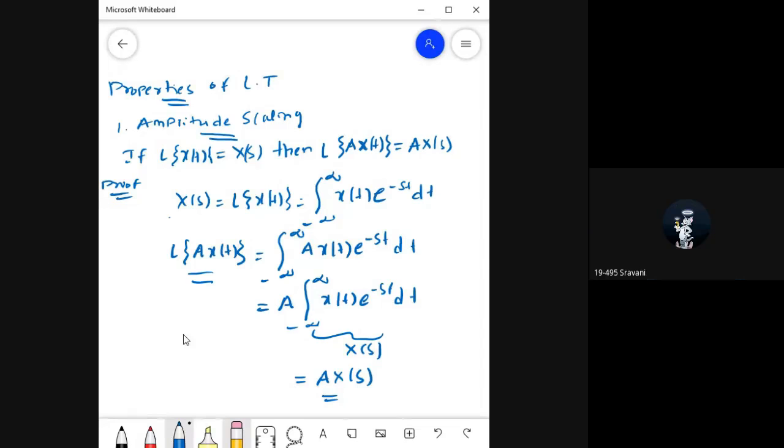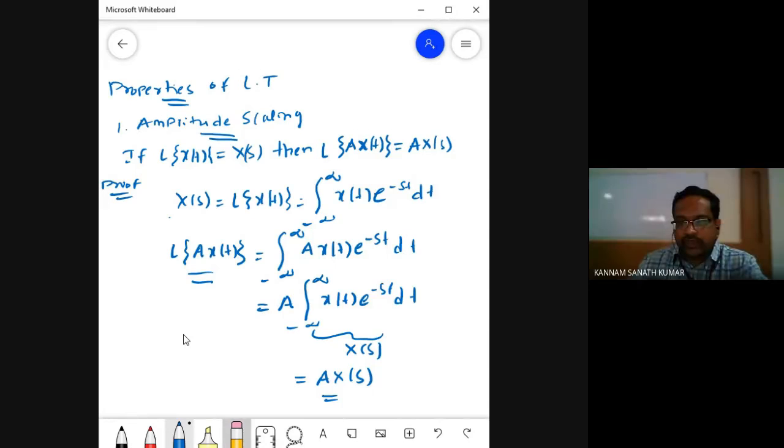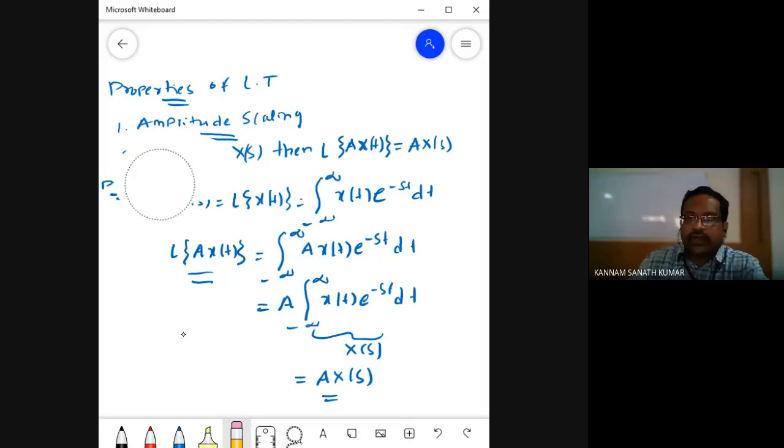Yes, sir. Okay, so this is the amplitude scaling. Whenever you are multiplying with a scalar quantity a, the Laplace transform of a into x of t gives a into X of s. This is the scaling property.